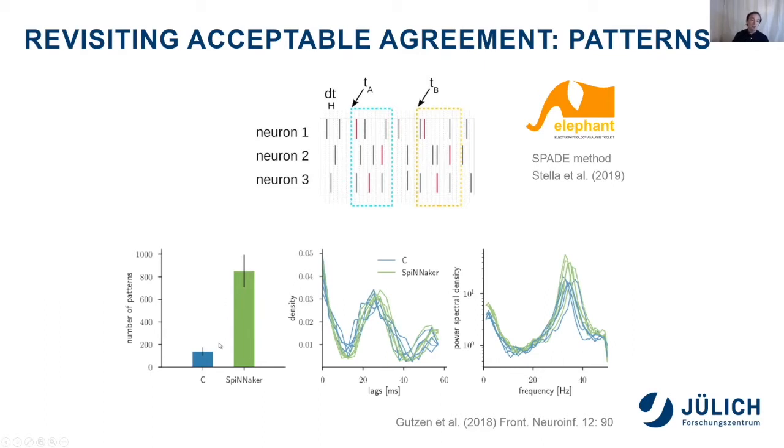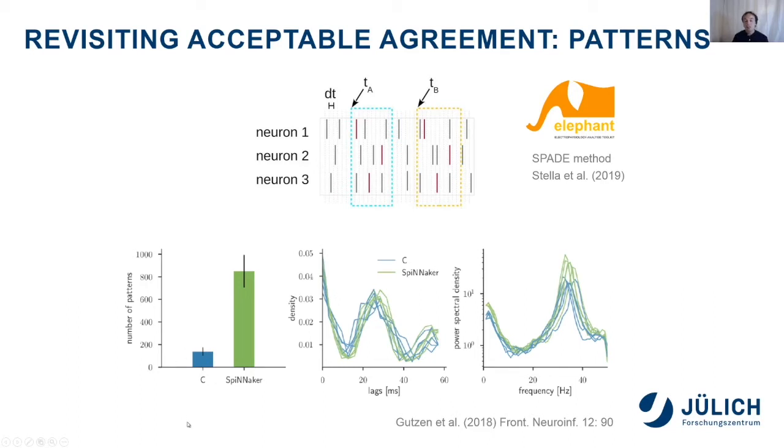And what we observed was that although in all of these statistical measures that I've shown you before, we have quite good agreement, in fact, when we look at individual spike patterns, we observe a lot more in the SpiNNaker implementation as opposed to the C implementation.